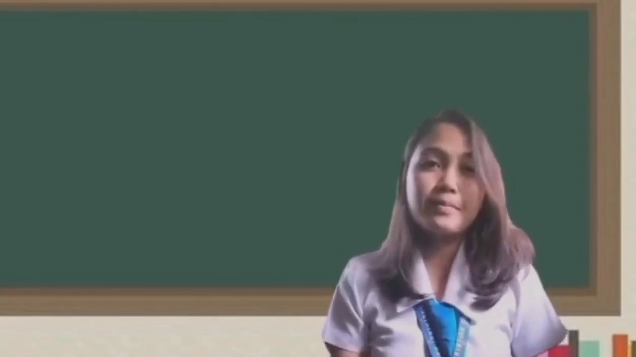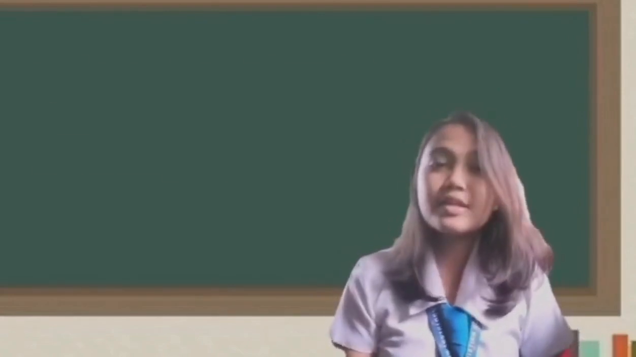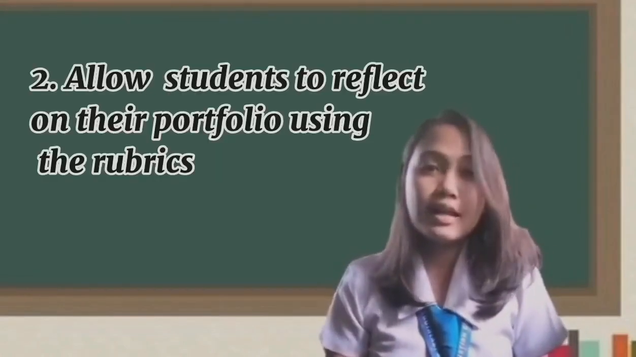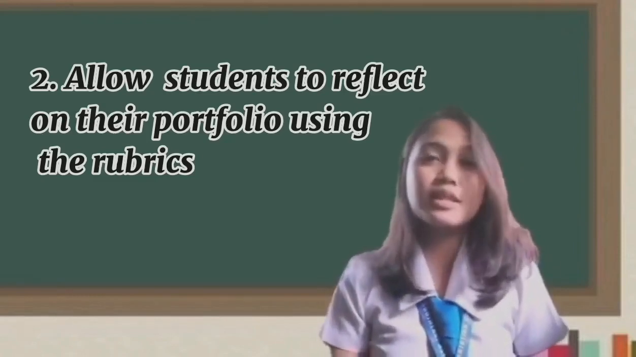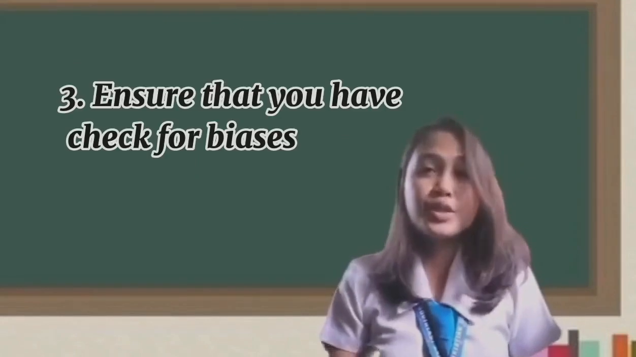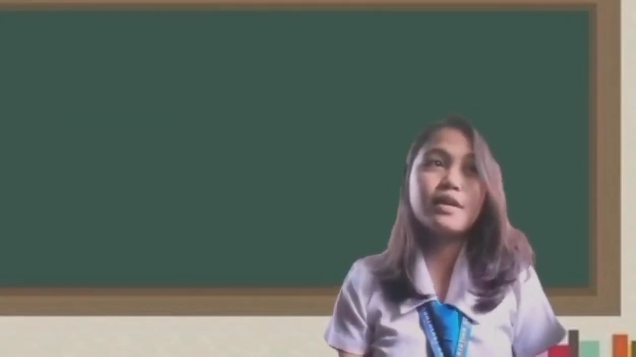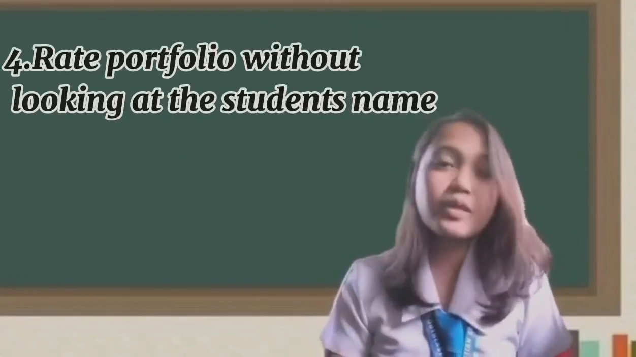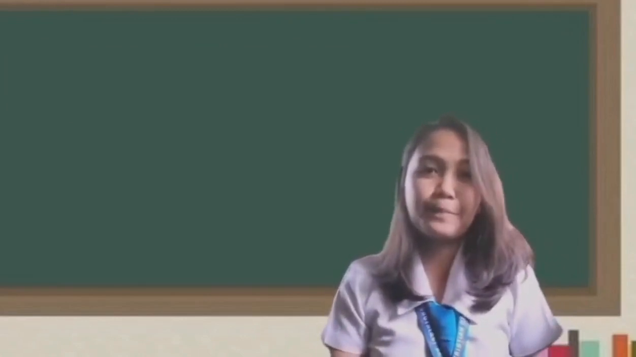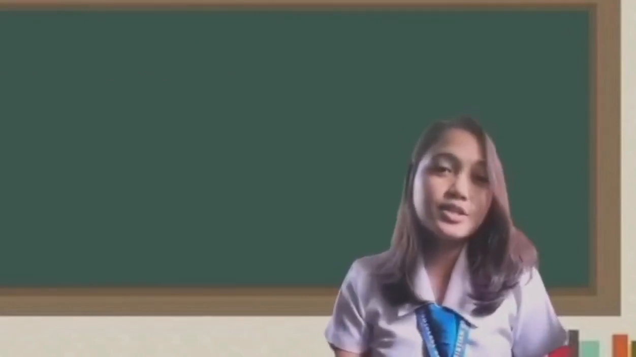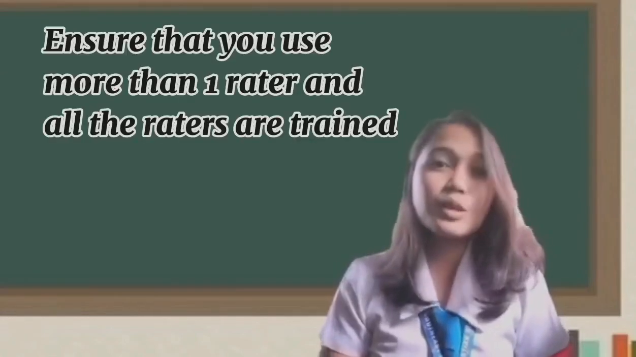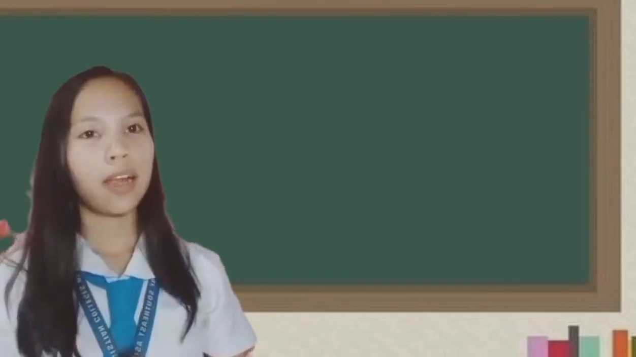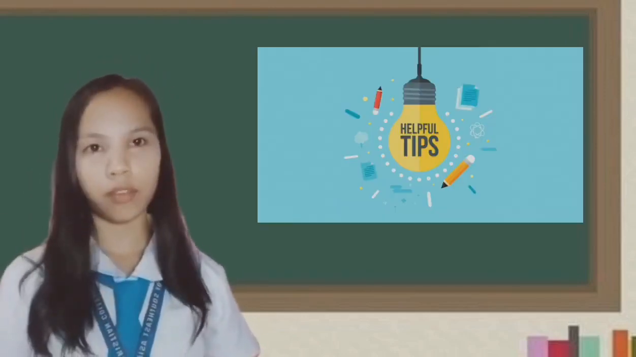These are the things that should be remembered in evaluating a portfolio. First, share the rubric with the students before they work on the portfolio. Second, allow students to reflect on their portfolio using the rubric. Third, ensure that you have checks for biases. For example, rate portfolios with another teacher. Next, rate portfolios without looking at the student's name. And lastly, when making major decisions based on evaluations, ensure that you use more than one rater and all the raters are trained. Let us now know the tips in assessing and evaluating portfolios.